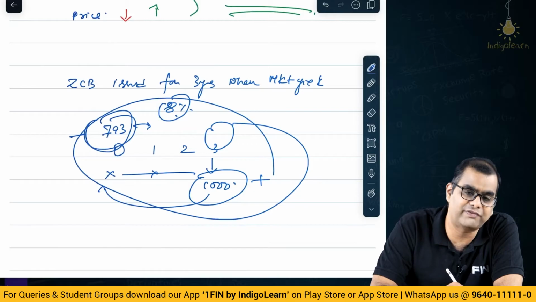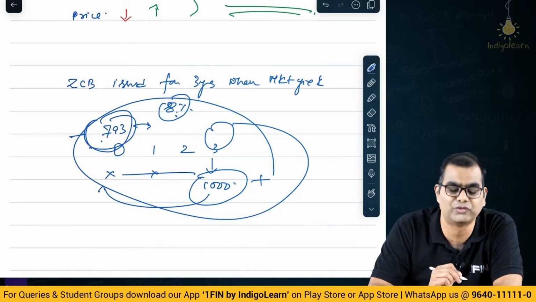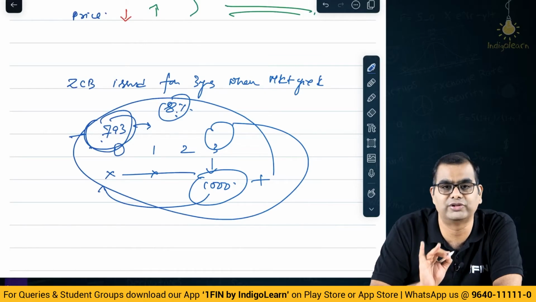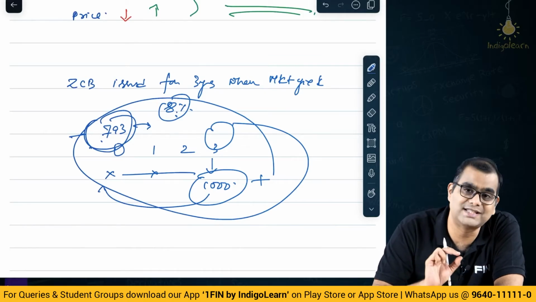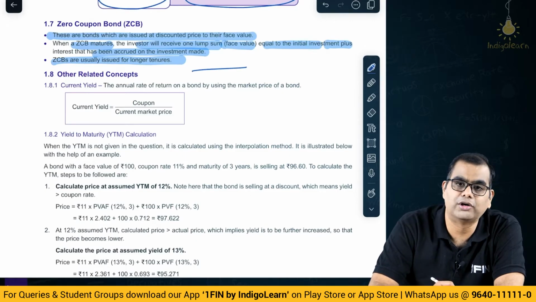Given this 8%, you can find out 793, or let us say you are given 793, you can find out 8%. You need one of them to find out the other. So, this is a zero coupon bond, and that is how a zero coupon bond works.